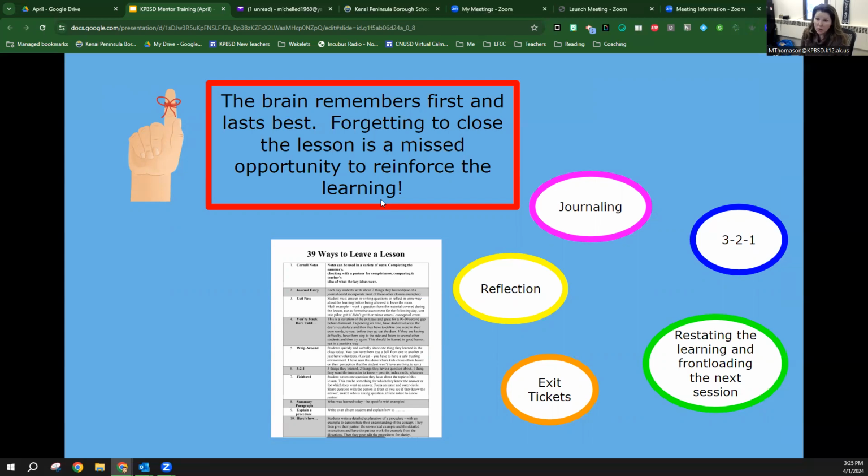It could be a 3-2-1, and you'll find a link to the 3-2-1 on the email that I sent with this Zoom link, as well as the resource, 39 ways to leave a lesson. So I'm going to take a couple minutes to stop here. I'm going to let you click into 39 ways to leave a lesson, as well as clicking into the 3-2-1, so you can just have a couple minutes to peruse the two resources that I have provided.